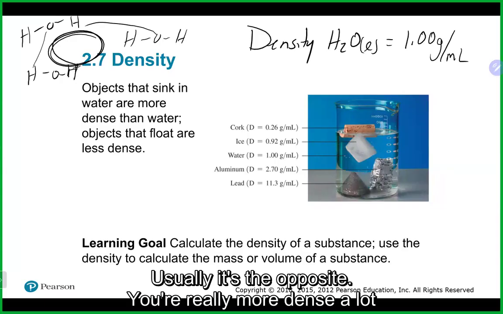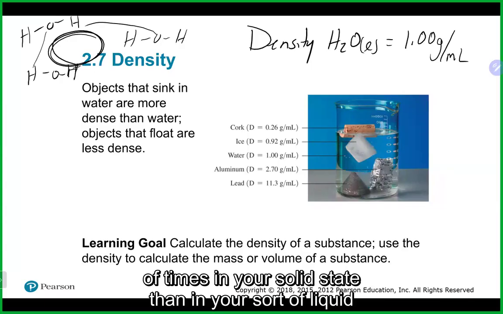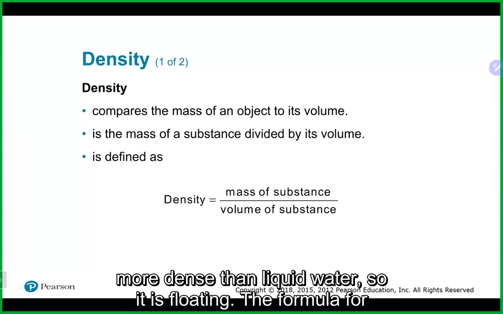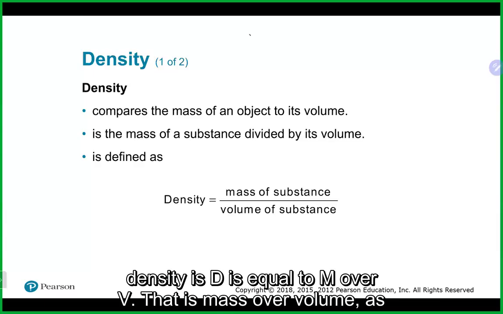Usually it's the opposite. Things are more dense a lot of times in their solid state than in their liquid state. So you see there some pieces of aluminum and lead are more dense than liquid water, so they are sinking. The formula for density is D equals M over V. That is mass over volume.